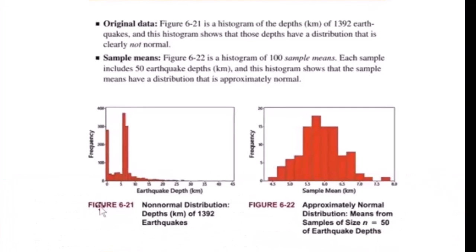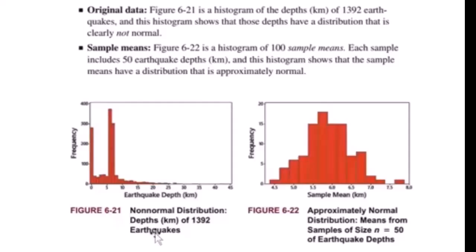If we look at figure 6-21, this is not a normal distribution. We can see that it doesn't look anything like a bell-shaped curve. This is the original data. This is a histogram of the depths in kilometers of 1,392 earthquakes. This histogram shows that those depths have a distribution that is clearly not normal.